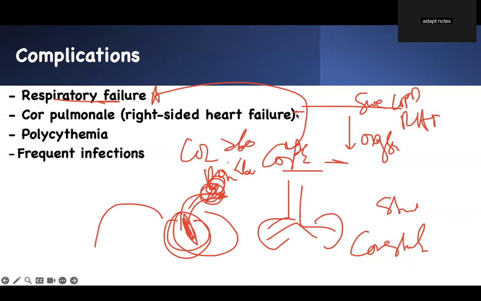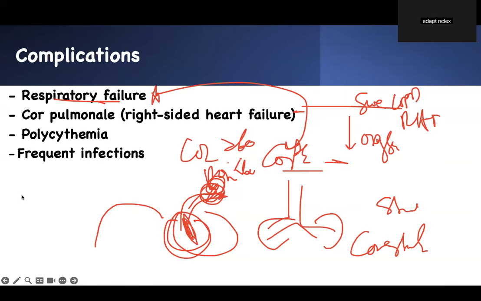So this is the basics of what? Cor pulmonale. You have right-sided heart failure due to severe COPD, due to what? Bronchoconstriction and what? Obstruction of the what? The vasculature, pulmonary vascular resistance, and they have right-sided heart failure.